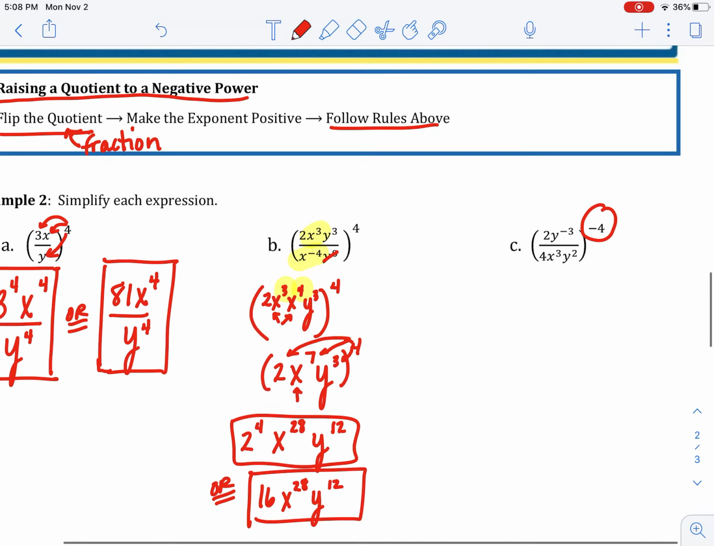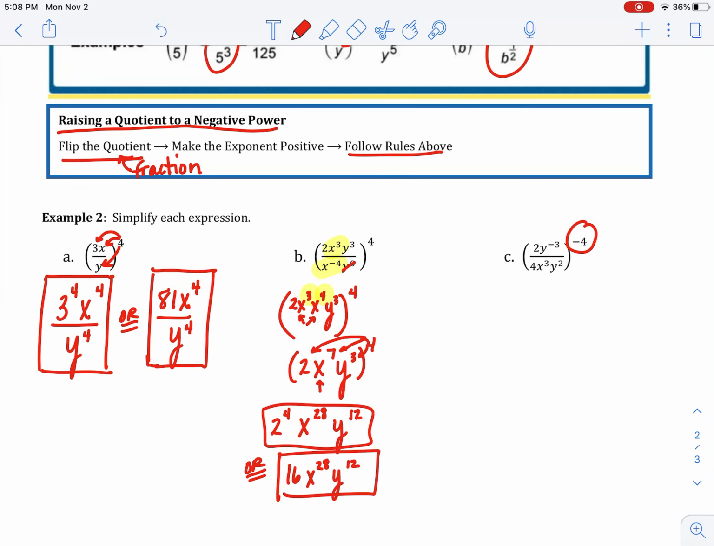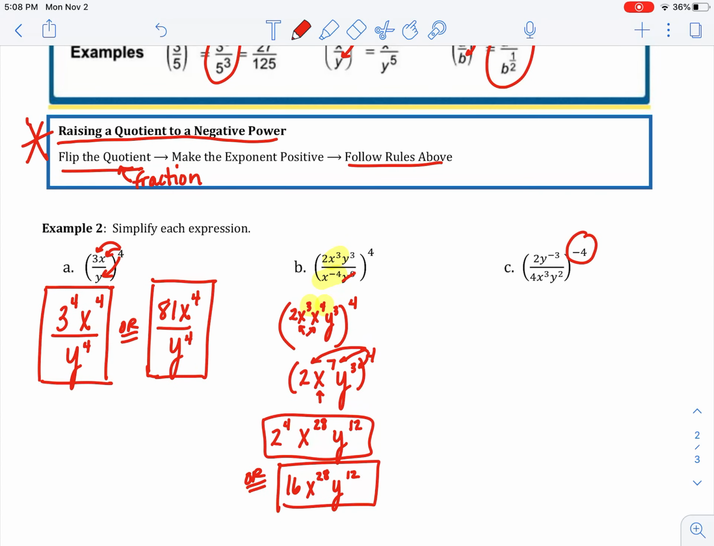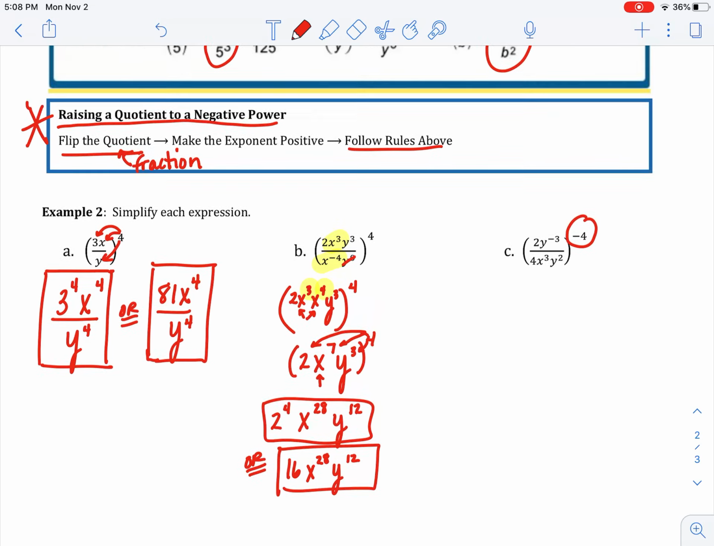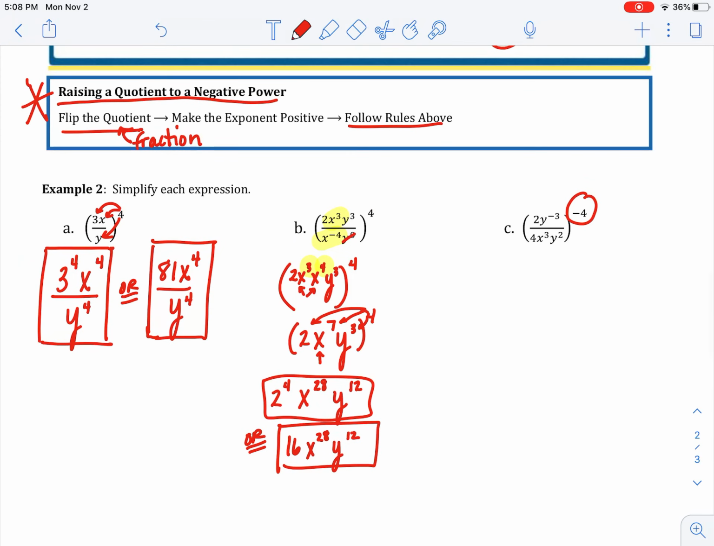All right, I'm not going to give you very many negative exponents on a quotient problem. I might only give you probably one, and this is that last rule here, raising a quotient to a negative power. When you're raising a quotient to a negative power, again, let's read the inside of that blue box. It says flip the quotient. Now, when you flip the quotient, you're not changing any signs. And I know that can be confusing. You're going to put 4x to the 3rd power y squared at the top. You're going to put 2y to the negative 3rd at the bottom. The flipping this time changes that outside 4 to a positive 4.